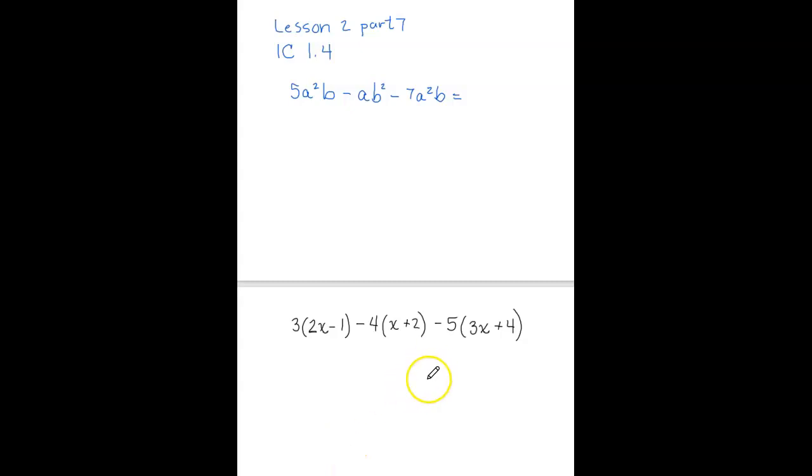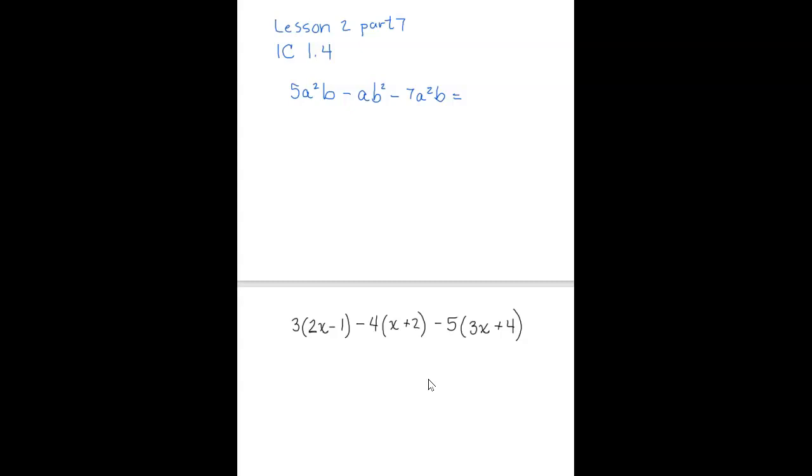This one looks like you could add them all together, but I want to point out this one has an exponent of 2 on the b, and these both have an exponent of 1 on the b. So we cannot combine that negative ab squared with the others. Now, can we collect those other two? We'll take a look. I've got an a squared b, or b to the first, and I've got an a squared b to the first. Those two I actually can combine.